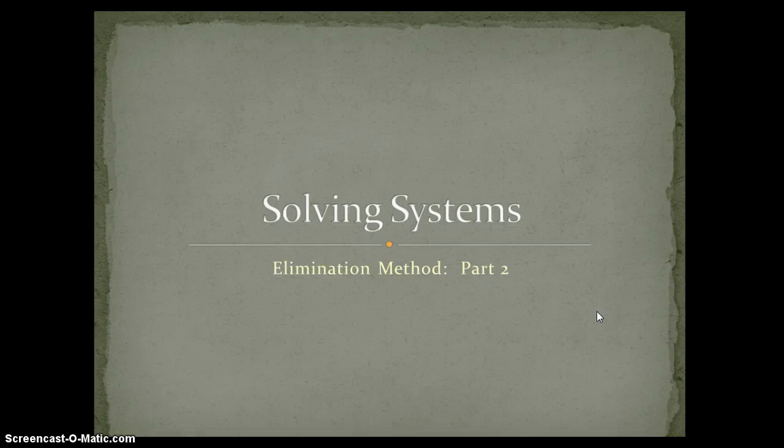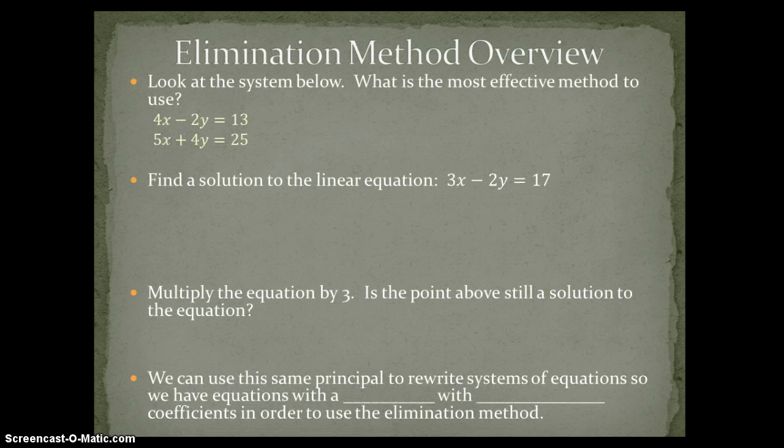We're going to take another look at elimination and talk about when we don't have coefficients that are opposites. So remember, elimination method, we want to remove one of the variables or eliminate it by canceling it out in the other equation. But look at the system below. What is the most effective method to use?